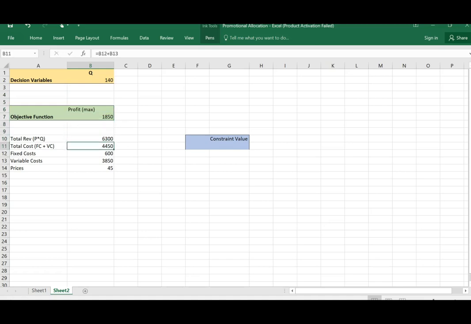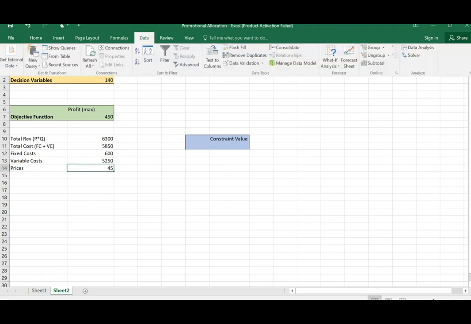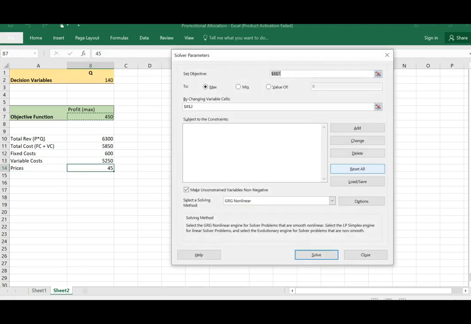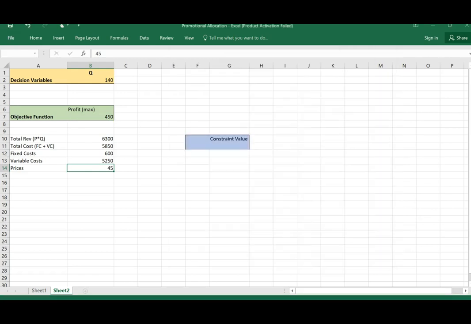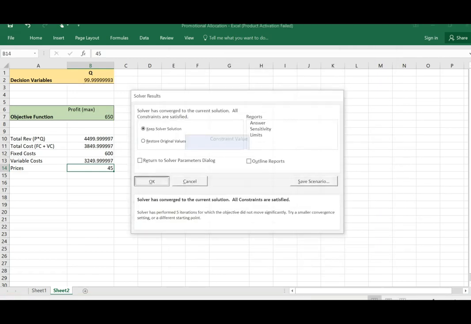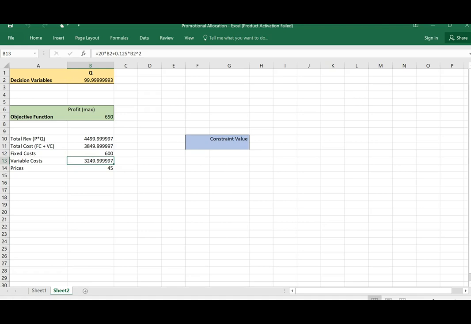Or what if the variable costs, instead of being scaled by 10, were scaled by 20? Now think about this. Higher costs mean a firm should produce less, so when I redo my solver, my optimal Q should be a smaller number than 140. Yep, and it was. It went all the way down to 100, right?